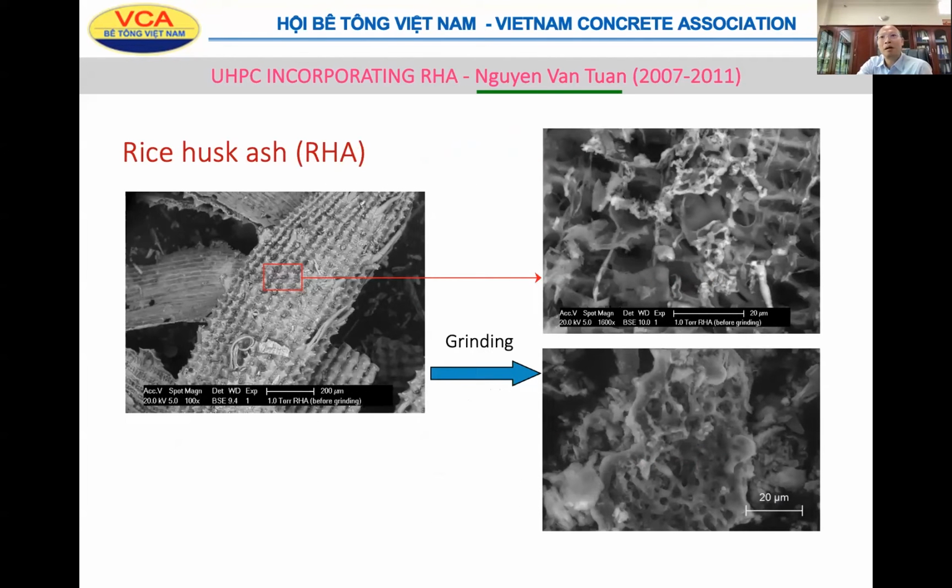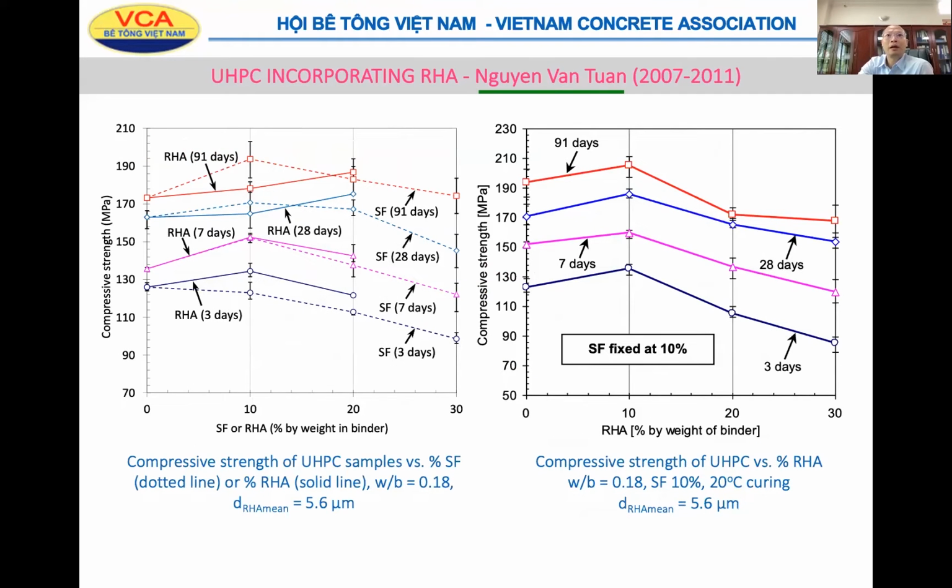You can see some photos of the microstructure of the rice husk ash. And Tuấn did a lot of tests, and he found that the rice husk ash definitely can replace silica fume. He used rice husk ash with a mean particle diameter of 5.6 micrometers, and he found that it can replace silica fume and also can combine with silica fume. At 28 days, compressive strength can go up to 170 megapascal, and with 10% rice husk ash and 10% silica fume, we can go up to nearly 190 megapascal. And it reduces if the rice husk ash content increases.